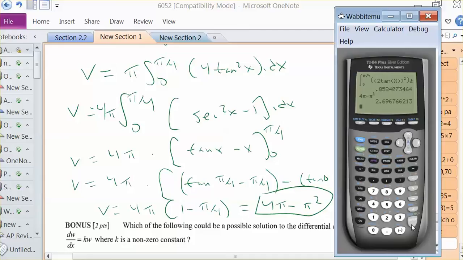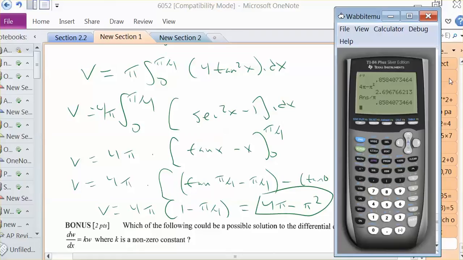Oh, okay, so I made a mistake somewhere. Where did I make my mistake? Something seems a little off. Oh, I forgot to multiply my integral by pi, right? Because it's a disk method. So if I simply divide the previous answer by pi, then we're okay. So I know I did it right.